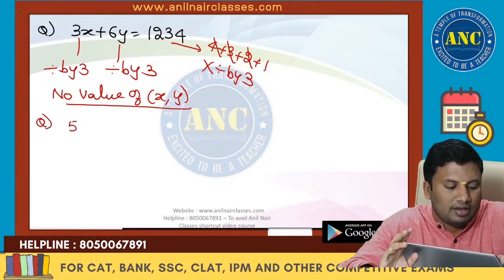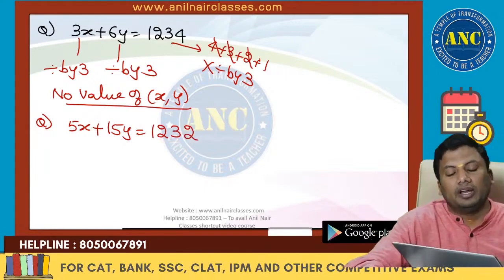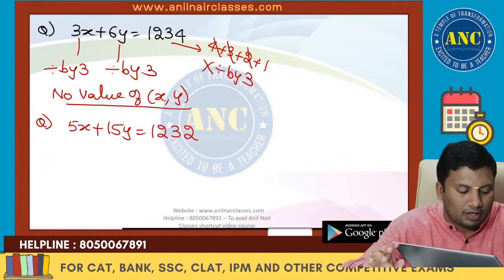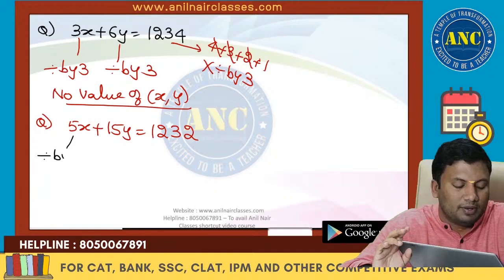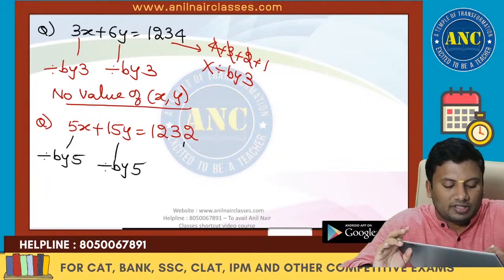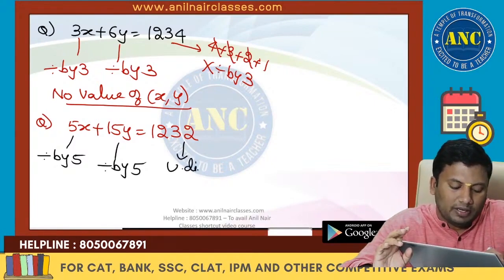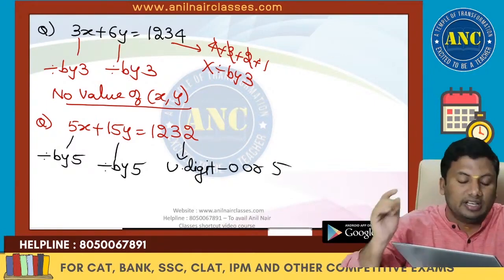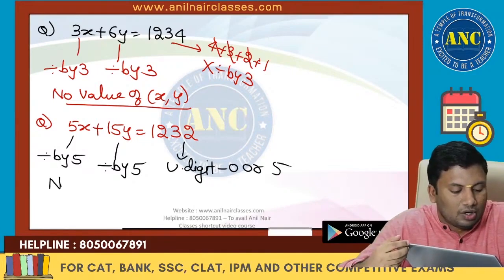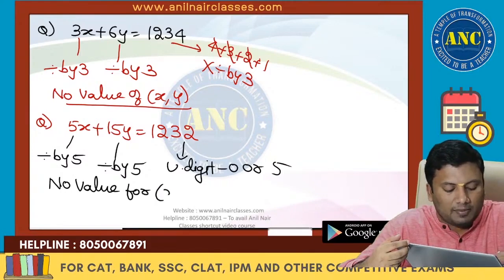One more question. 5x plus 15y equals 1232. Now see here, 5x plus 15y are divisible by 5. 15 is also divisible by 5. Any number divisible by 5 should have unit digit 0 or 5, but the unit digit is 2. Answer is no value for x comma y exists.